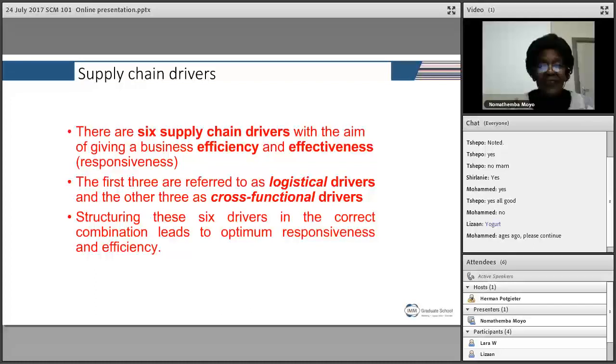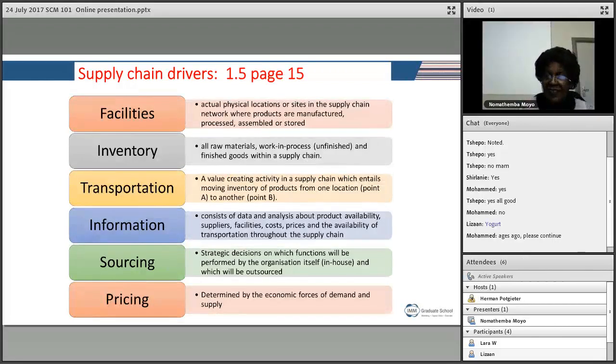So which are these supply chain drivers? There are 6 supply chain drivers with the aim of giving efficiency and effectiveness. We talked about efficiency and effectiveness. The first 3 are referred to as logistical drivers, and the other 3 are referred to as cross-functional drivers. Structuring these 6 drivers in the correct combination leads to optimum responsiveness and efficiency.